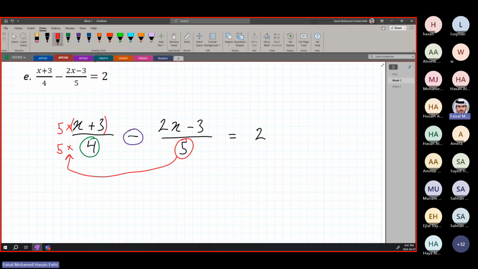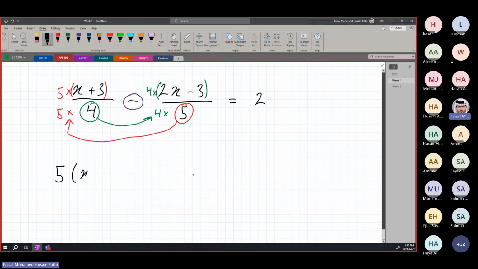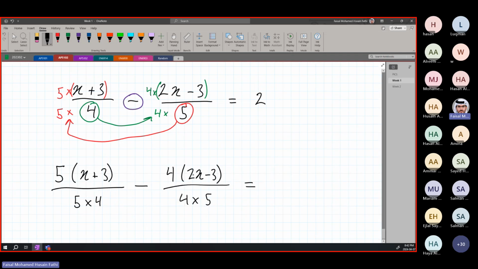As I will repeat, we will take the 5 and we will multiply it to the other fraction up and down. We do the exact same thing. We will take the 4 to this side and we will multiply it up and down. So this will become 4 times and 4 times, and we have to put this in parentheses. And then 5 times, now we can just simplify. So if I want to simplify it, it's 5 times x plus 3 over 5 times 4 is equal, minus, 4 into 2x minus 3 over 4 times 5, it's equal to 2.